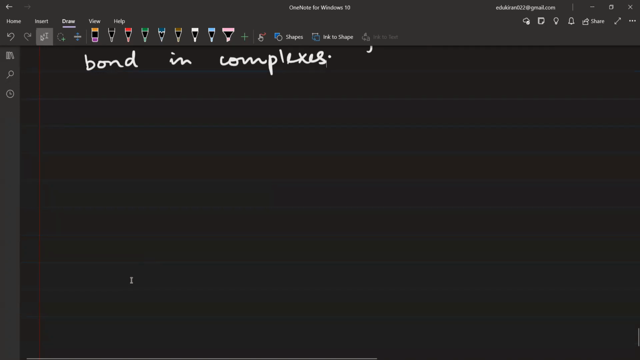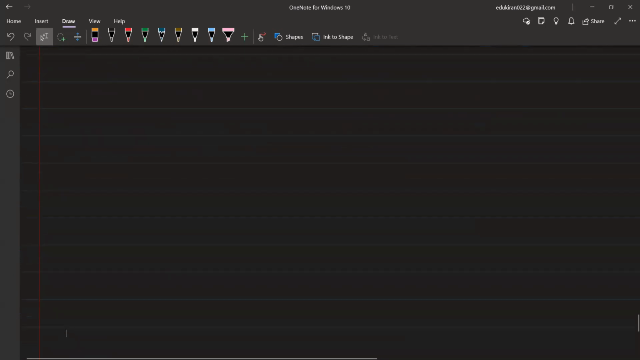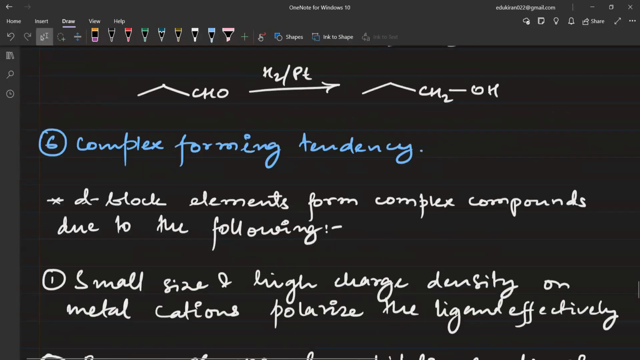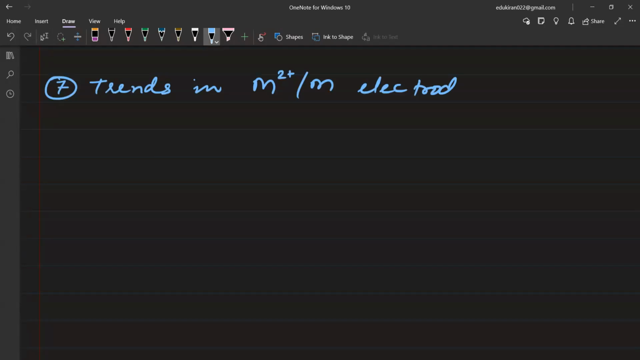Done. Up to here. Now see, there is an important point about the electrode potential. This is the 7th point, right? Many questions come from this point, that is the trend in M2+/M electrode potential.